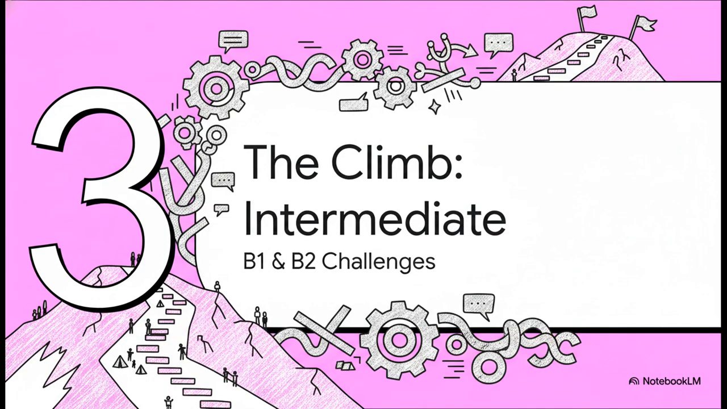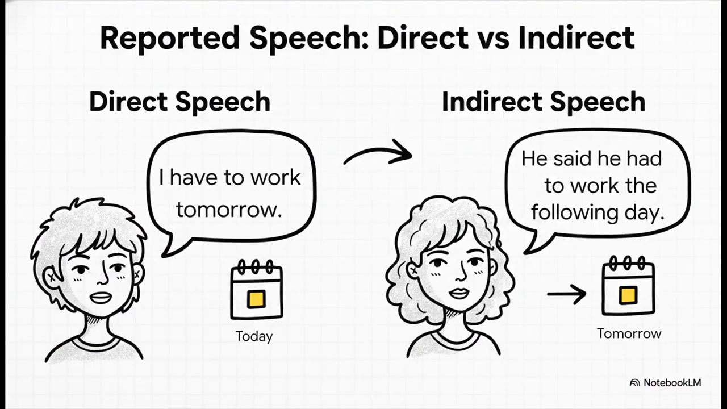Okay, we're leaving base camp behind. The climb is about to get a little bit steeper now as we hit the intermediate levels. This is where grammar and sentence structure start getting more complex, a little more nuanced. Let's dive in. So at the B1 level, we start tackling things like reported speech. Let's say your friend tells you, I have to work tomorrow. Now, if you want to tell someone else what your friend said, you'd say, he said he had to work the following day. See what happened there?